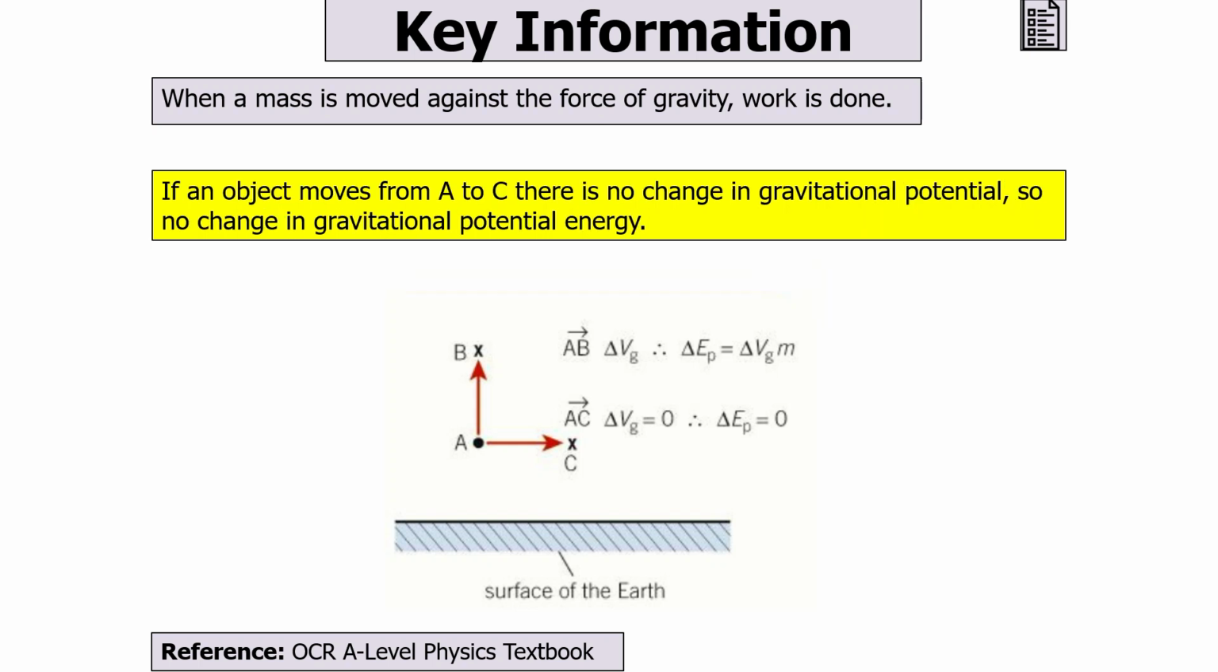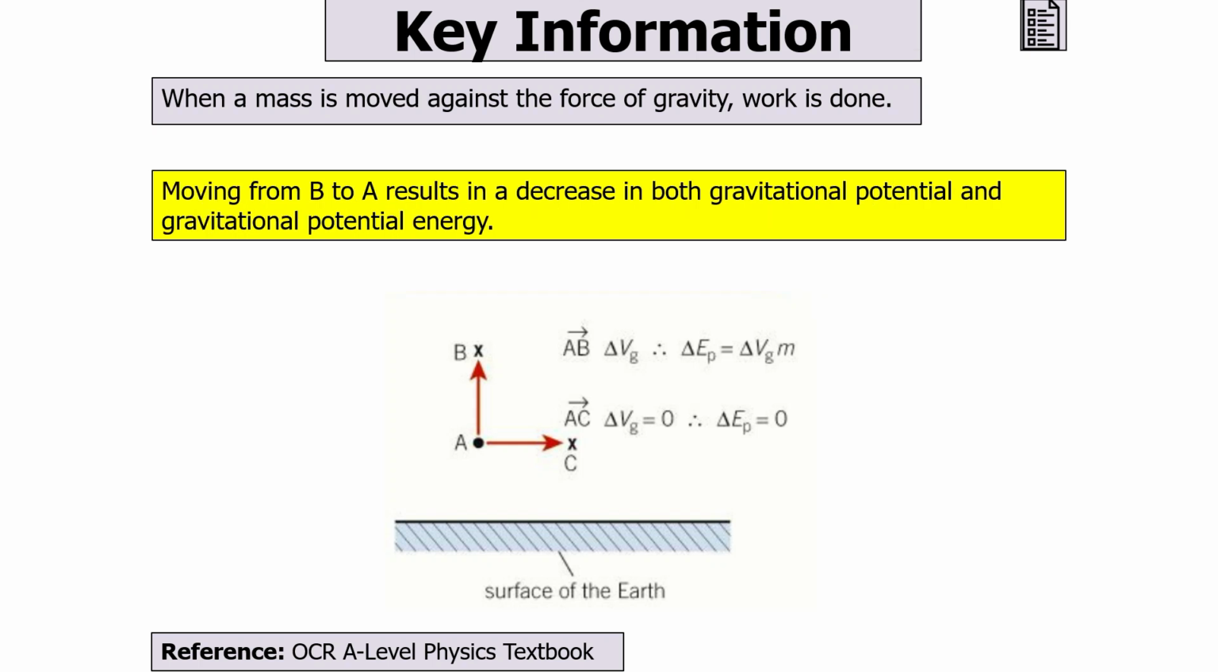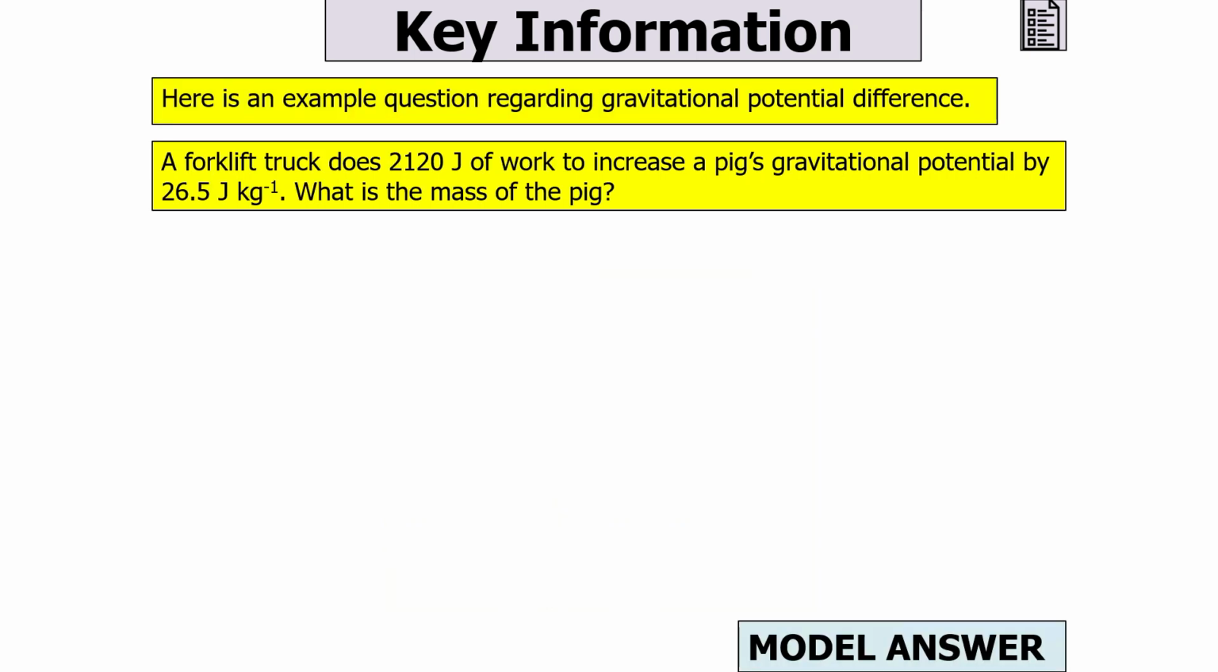In the same diagram, if an object moves from A to C, there is no change in gravitational potential, so there's no change in gravitational potential energy. And in this diagram, moving from B to A results in a decrease in both gravitational potential and gravitational potential energy.